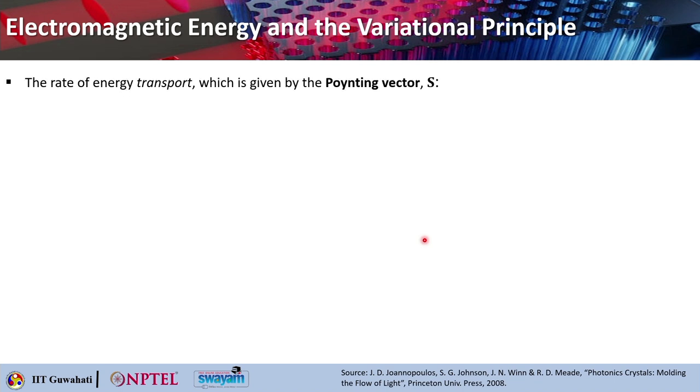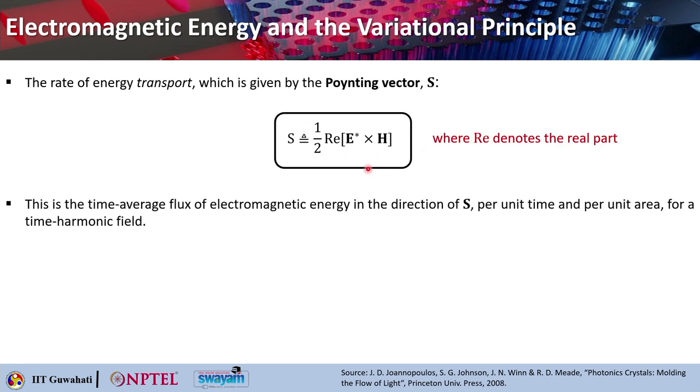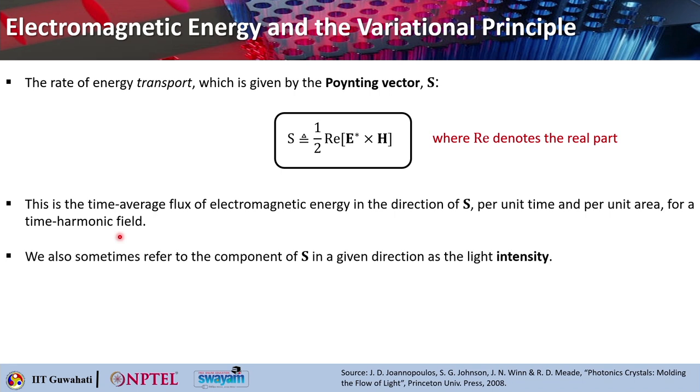The rate of energy transport, which is given by the Poynting vector S, can be written as S equals half the real part of E conjugate cross product with H. So, this is how you obtain the Poynting vector. That tells you the direction of energy transport or energy flow. This is the time average flux of the electromagnetic energy in the direction of S per unit time and per unit area for a time harmonic field.